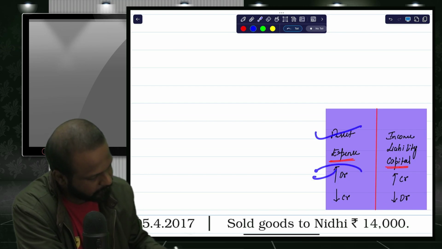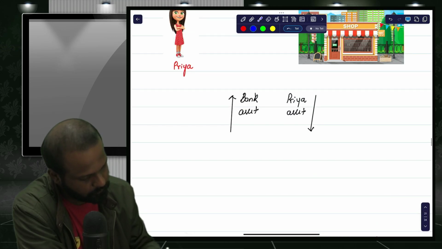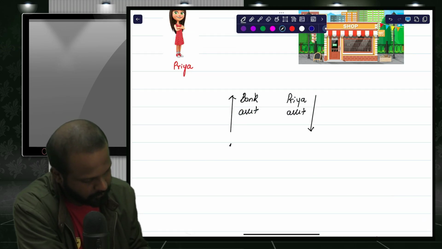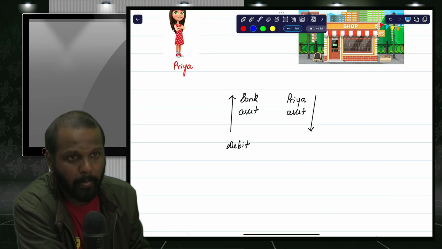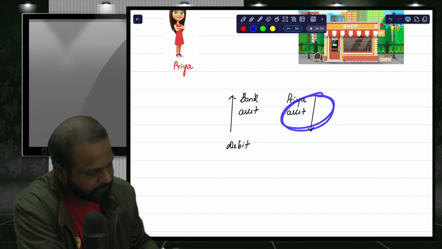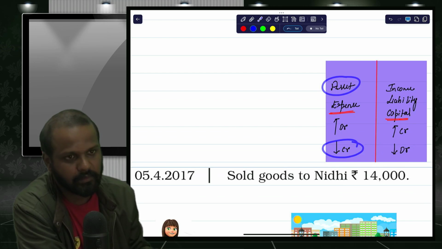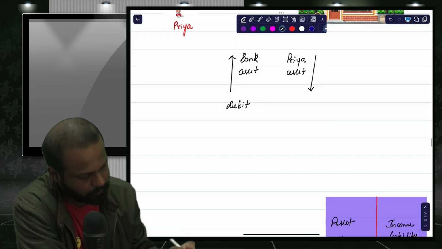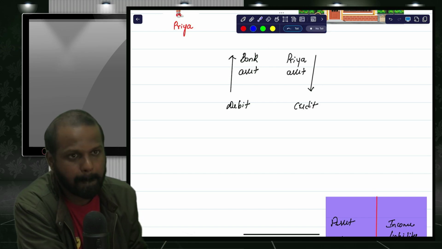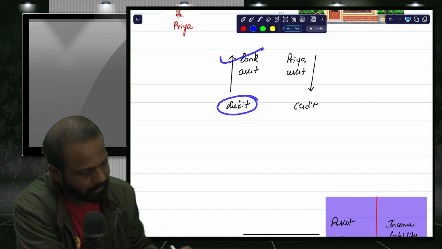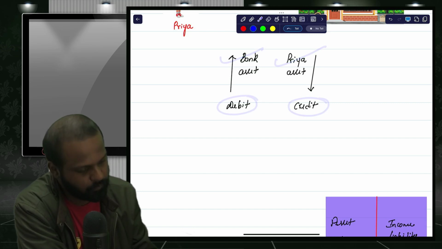Asset increases, debit. Next, asset decreases, credit. So debit will be bank, credit will be Priya.